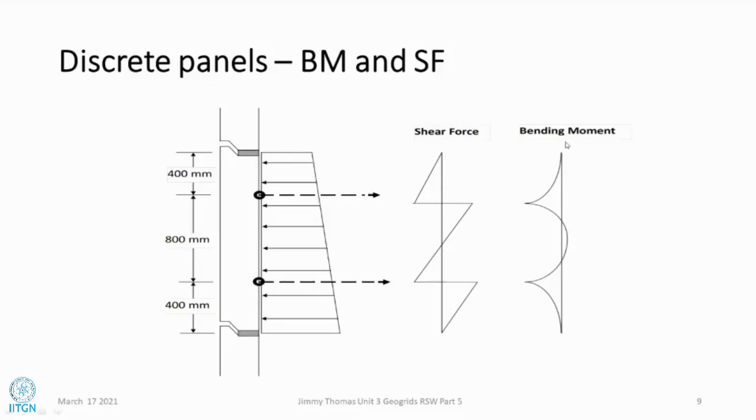Why are the bending moments less? Because the span of the beam is only 0.8 meter. That is very less actually.